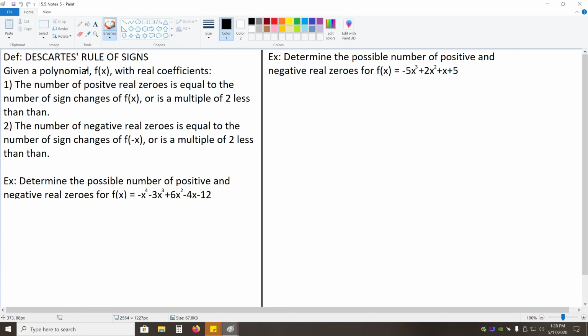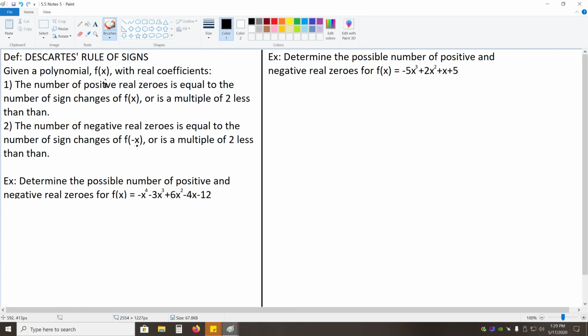We say, given a polynomial f of x with real coefficients, again, no imaginary coefficients, then the number of positive real zeros is equal to the number of sign changes of the function f of x, or is a multiple of 2 less than that. And the number of negative real zeros is the same thing, but with f of negative x.